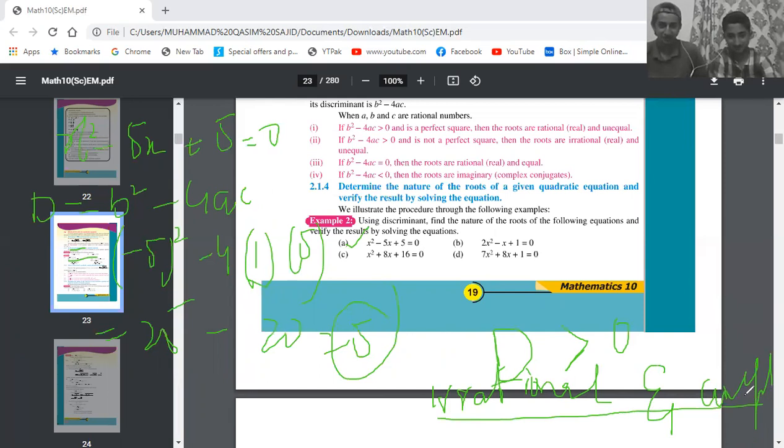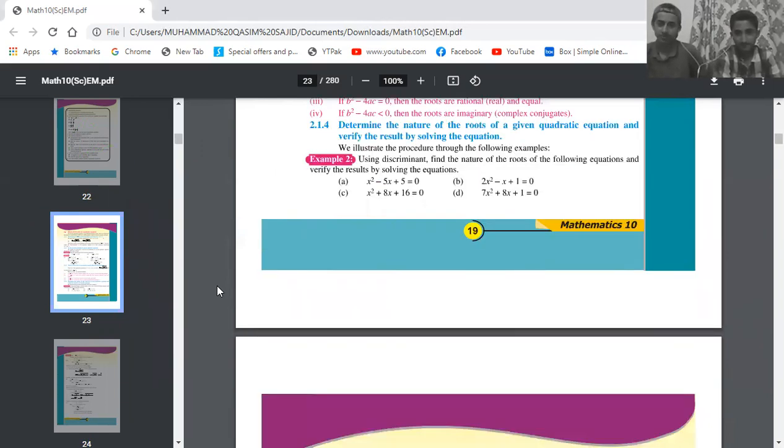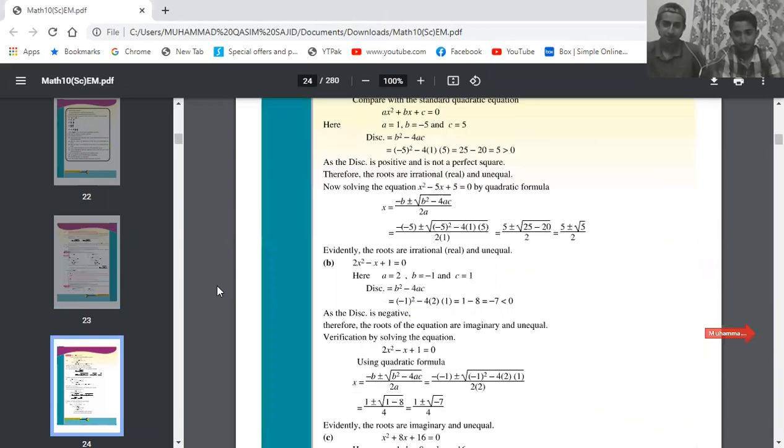I will explain again that first we have to find the discriminant. The discriminant value equals 5. So this value 5 is greater than 0. Secondly, this 5 is not a perfect square. So this means that the roots are irrational and unequal. For a given equation, this depends on different values. So we will find all the examples through this method.